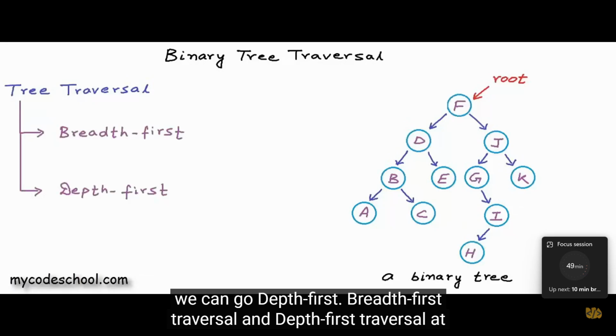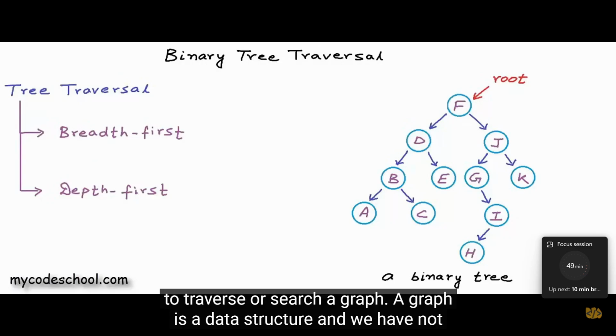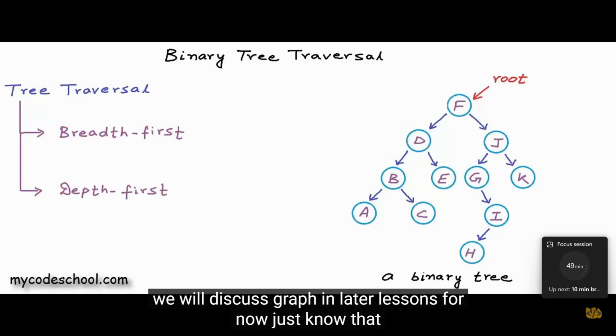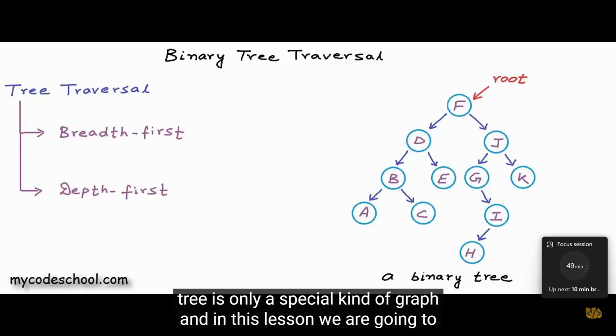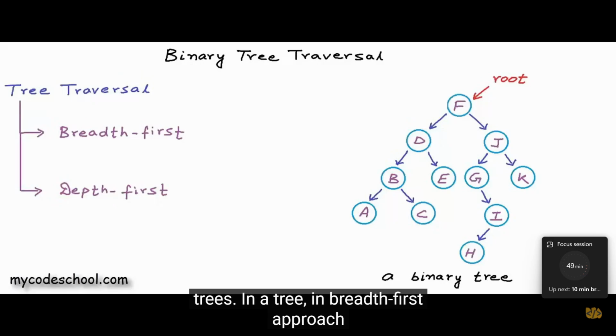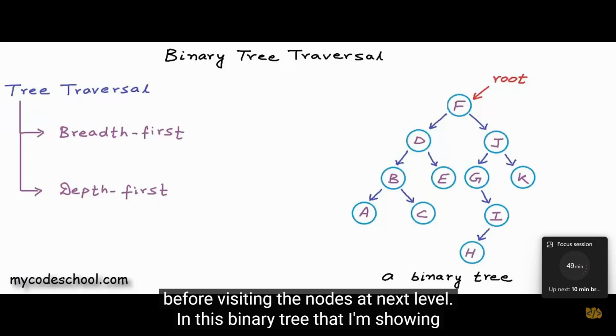Breadth first traversal and depth first traversal are general techniques to traverse or search a graph. Graph is a data structure, and we have not talked about graph so far in this series. We will discuss graph in later lessons. For now, just know that tree is only a special kind of graph. And in this lesson, we are going to discuss breadth first and depth first traversal in context of trees. In a tree, in breadth first approach, we would visit all the nodes at the same depth or level before visiting the nodes at the next level.